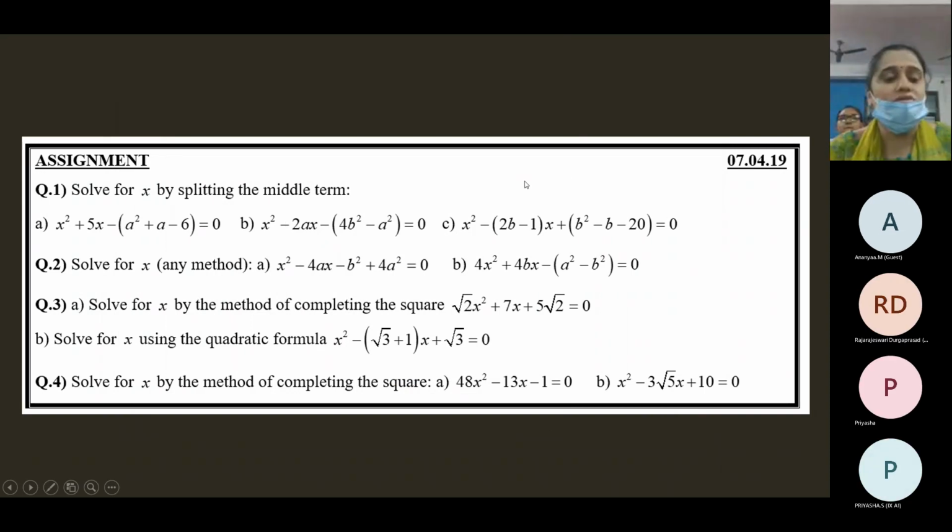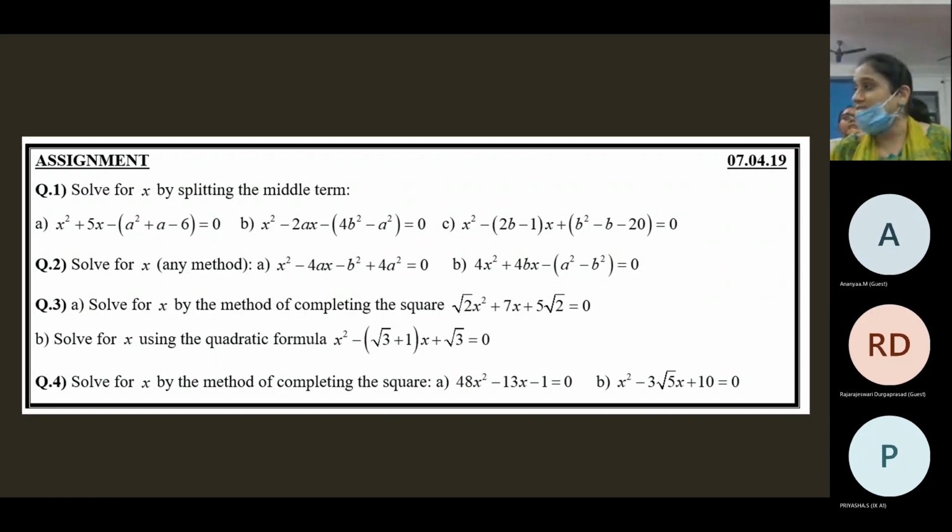Look at the first question. Solve for x by splitting the middle term. We'll just understand the nature of the questions here. You can see the questions below, A, B, and C. By splitting the middle term, not using the quadratic formula. And the next one: solve for x, any method.